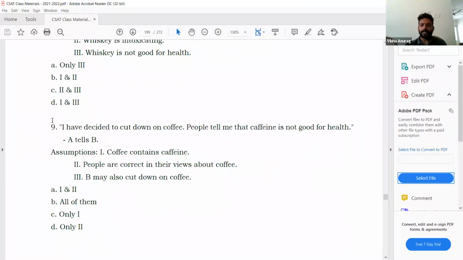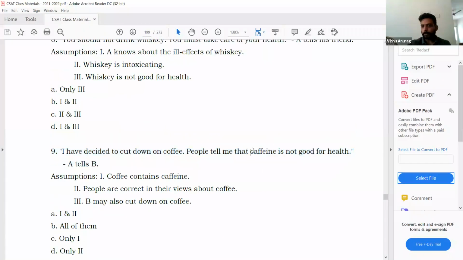The 9th one is similar to the 8th one. I have decided to cut down on coffee. People tell me that caffeine is not good for health. Why? Because people tell me that caffeine is not good for health. A tells B. Assumption made by A. Coffee contains caffeine. Yes. People have told him caffeine is not good for health. So he has reduced his coffee consumption. So in his mind, he believes that coffee contains caffeine. So the first assumption is valid.